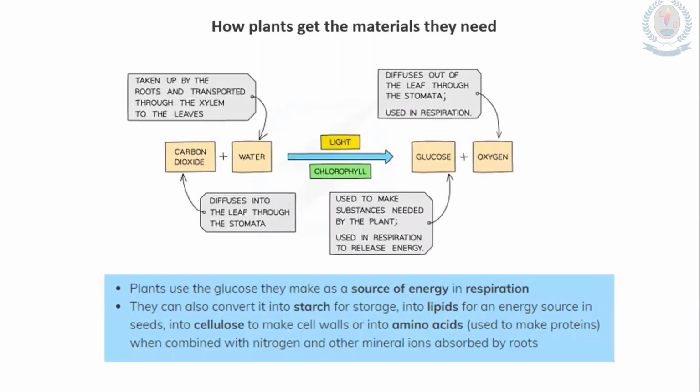The produced glucose is transported via the phloem tissue as sucrose, and the excess glucose is stored in the plant tissue as starch. This you have to remember. The produced oxygen diffuses out of the leaves into the atmosphere. Basically we utilize this oxygen for our respiration.